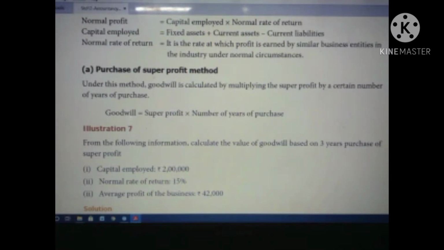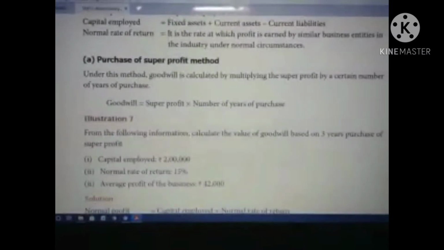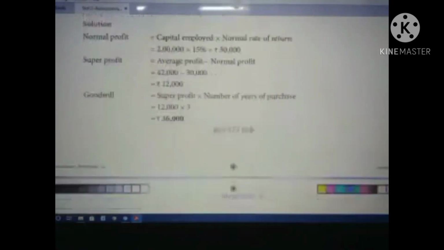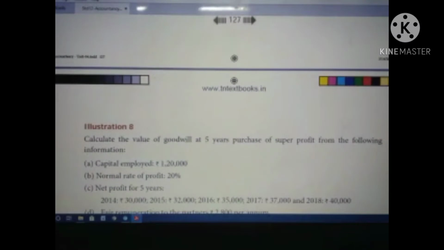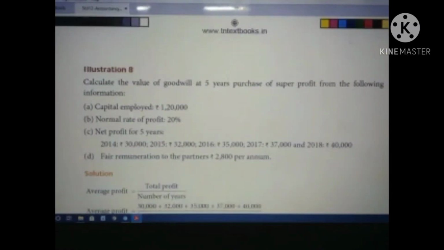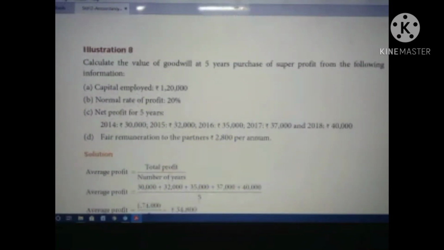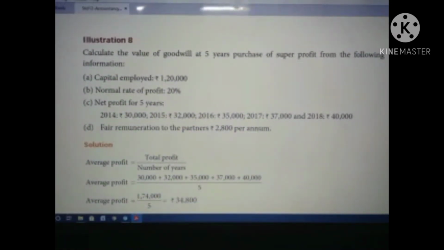So illustration 7 we already explained in the last video. Illustration 7 is related to the super profit method, and under the super profit method we already explained it. Illustration 8 is more or less the same as illustration 7, but there is one more adjustment. Even this type of adjustment I already explained in previous illustrations.